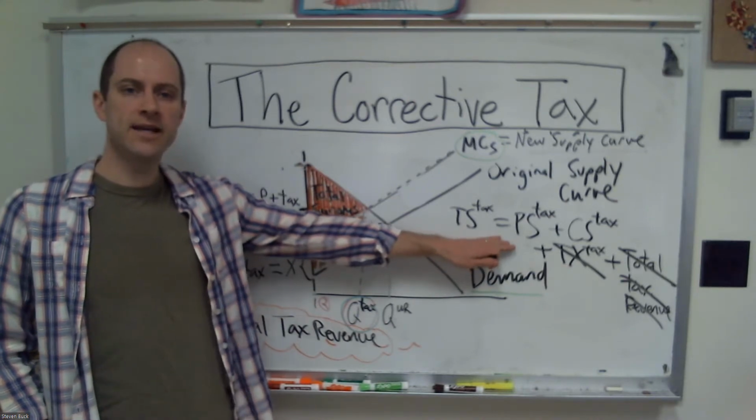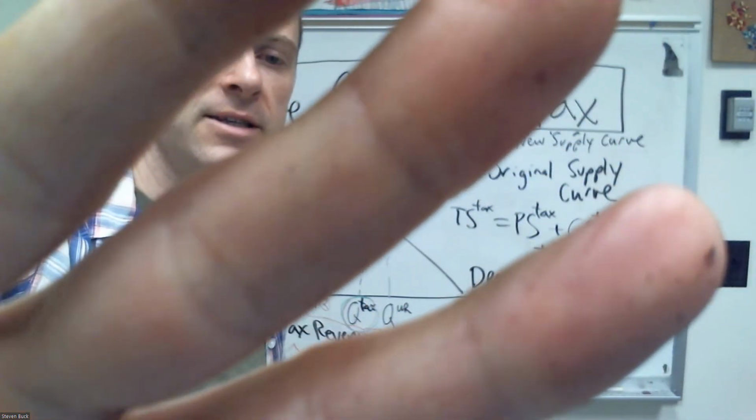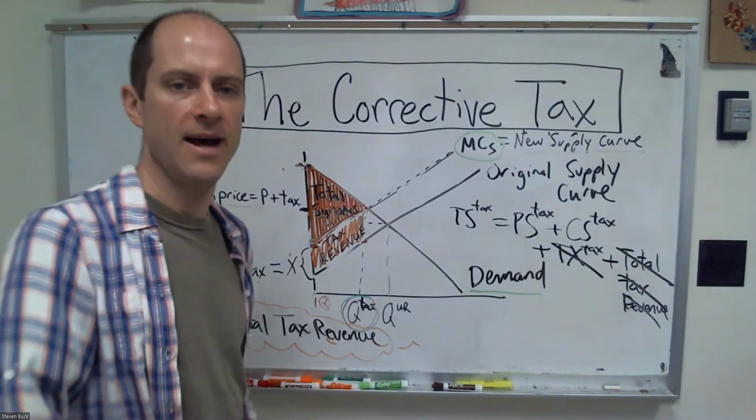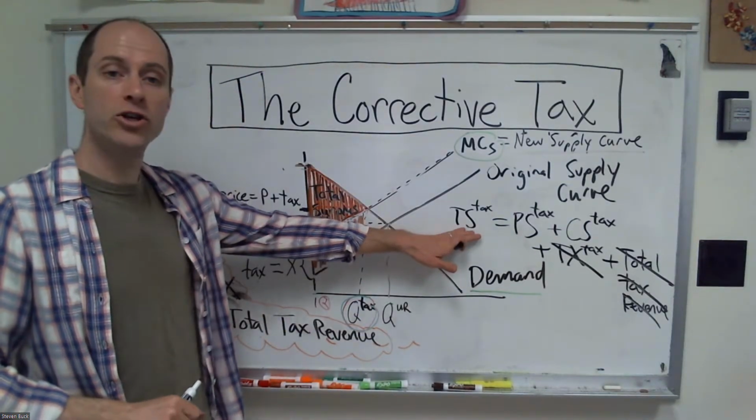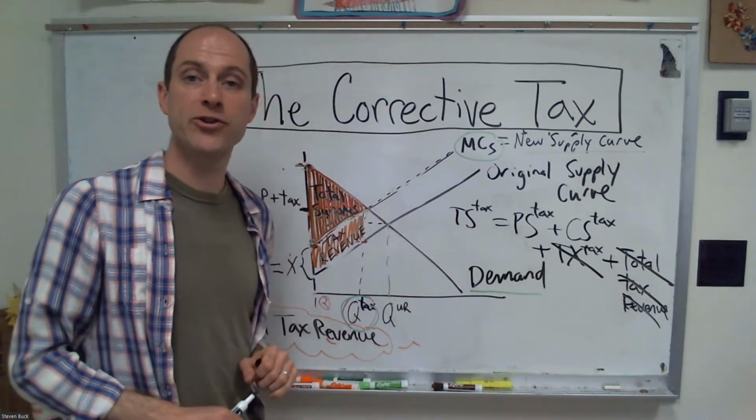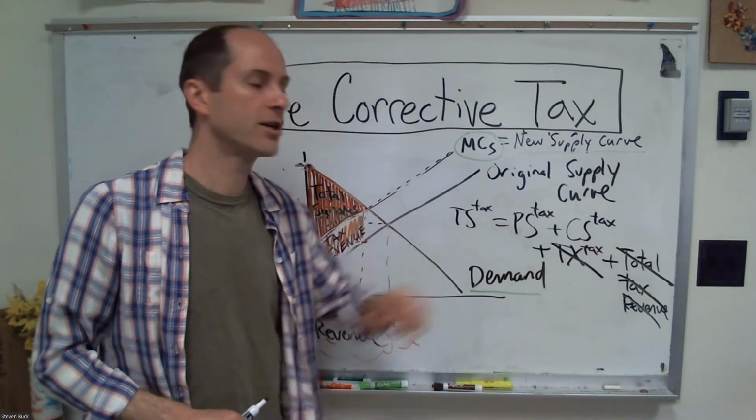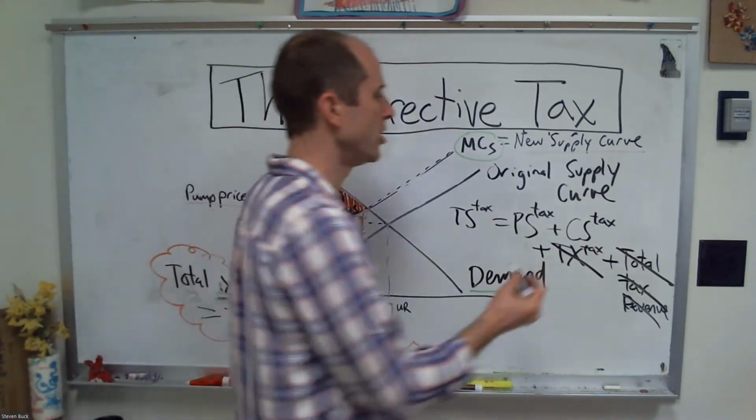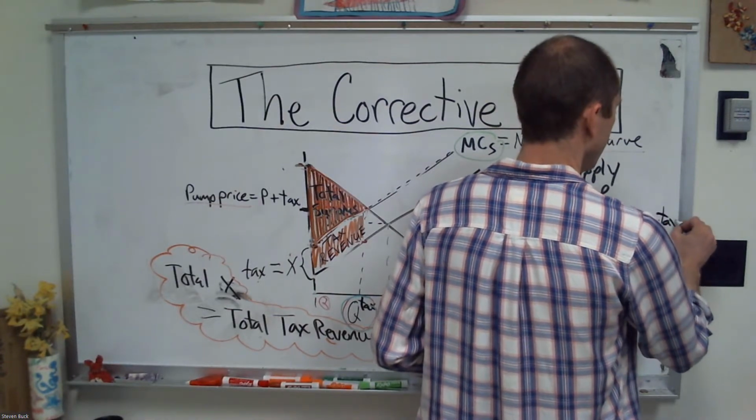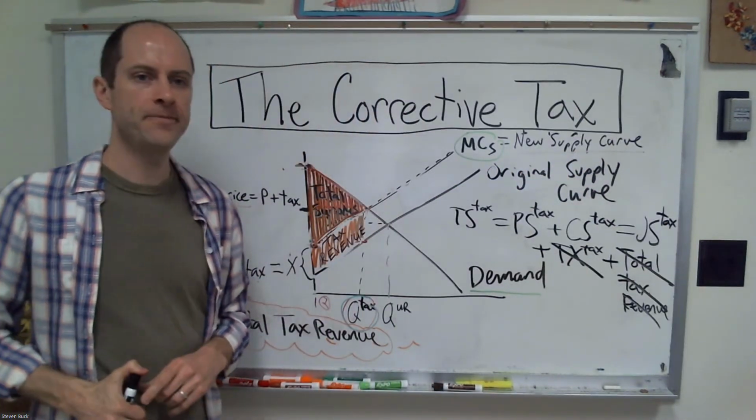So what we're left with is that the total surplus under the tax is going to be equal to producer surplus under the tax plus the consumer surplus under the tax, which is exactly equal to the joint surplus under the tax.